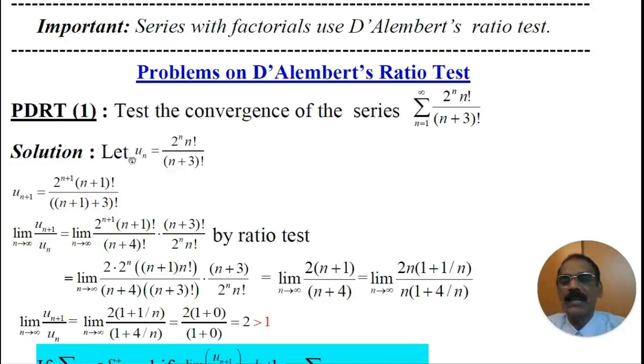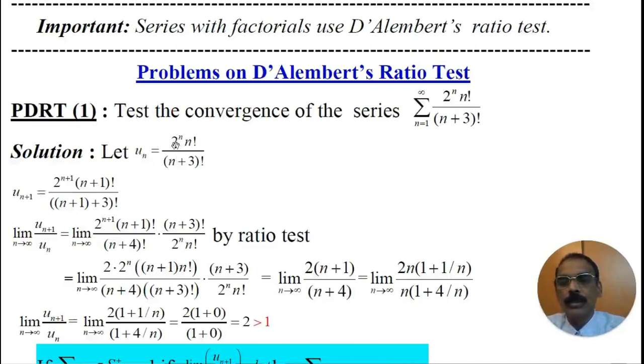Let us consider un to be the given series. Therefore, un is equal to 2 to the power n into n factorial by n plus 3 factorial. We are going to find the limit of un plus 1 by un. What is un plus 1? In un, wherever n is there, replace n by n plus 1. Therefore, un becomes un plus 1.